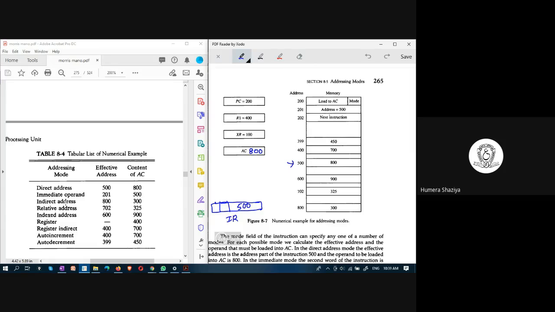Next we will see indirect address. Okay, in indirect address, instruction register has a value 500. Now tell me what is the operand.